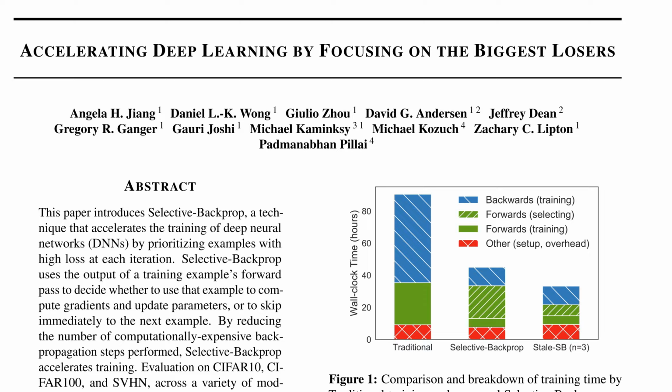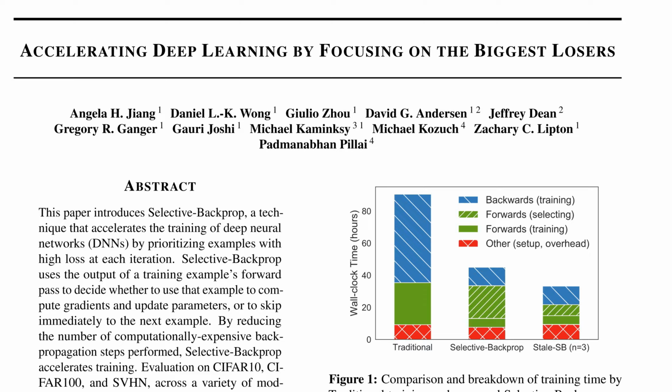Hi there. Today we're looking at Accelerating Deep Learning by Focusing on the Biggest Losers by Angela Jiang et al. This paper is pretty simple, pretty short in idea, and is pretty much an engineering paper. So we'll go over this idea and give it a good look and discuss advantages, disadvantages, and so on.